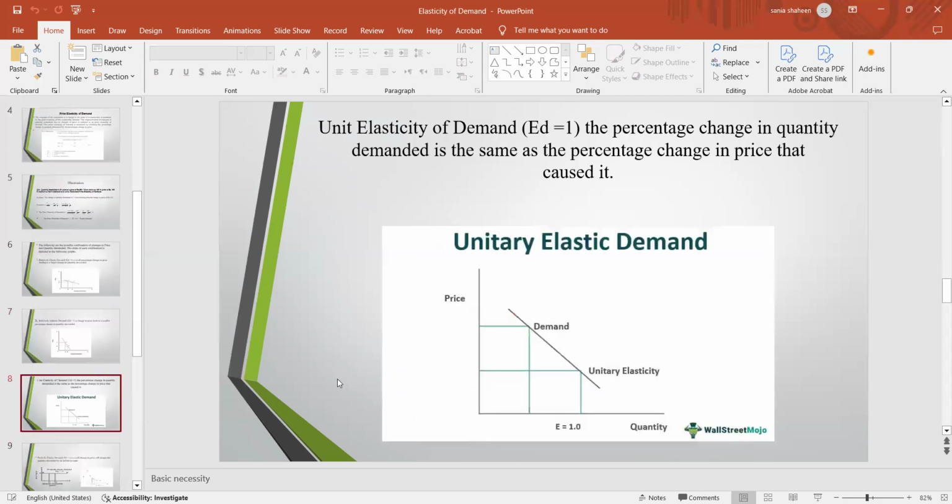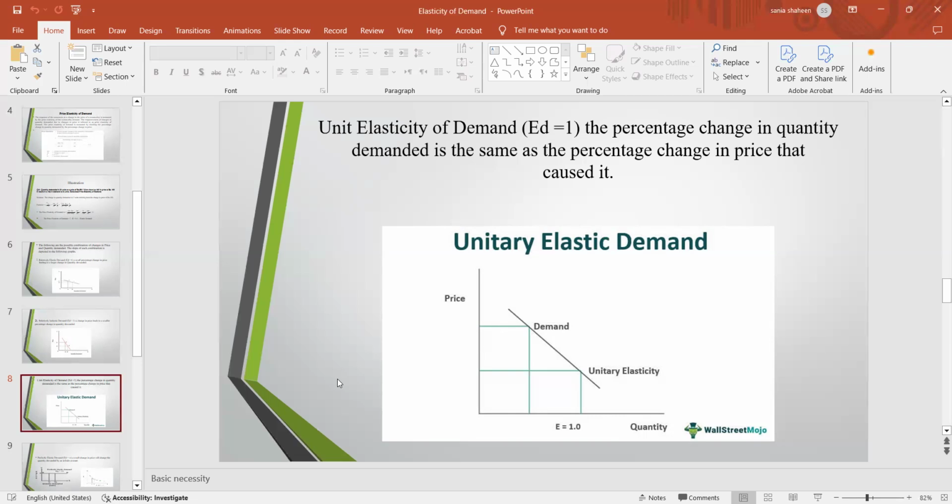The other case is the unitary elastic demand curve, or we can say unit elastic demand. In that case, elasticity of demand is always equal to one, because it shows exactly the same percentage change in the quantity demanded as the percentage change in the price level. It means that if the percentage change in the quantity demanded is the same as the percentage change in the price level, this means unit elastic demand and its elasticity is always one.